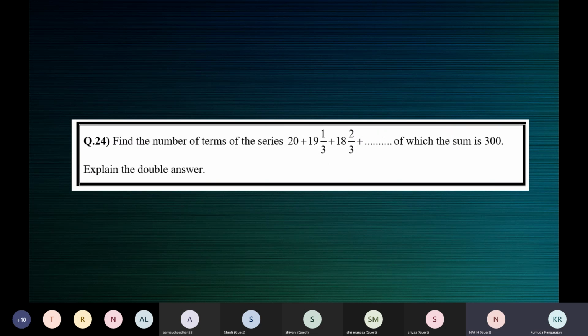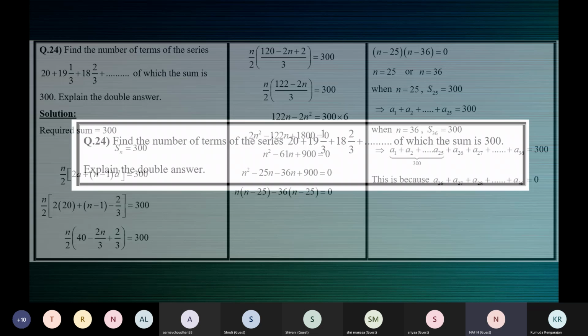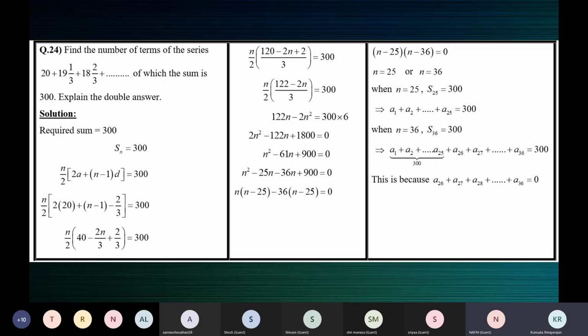Find the number of terms of the series 20 plus 19 1/3 plus 18 2/3, of which the sum is 300. Find the number of terms. How many terms should be added like this so that the sum is 300? Explain the double answer. I think we'll have to take a screenshot because this is similar to the earlier one.